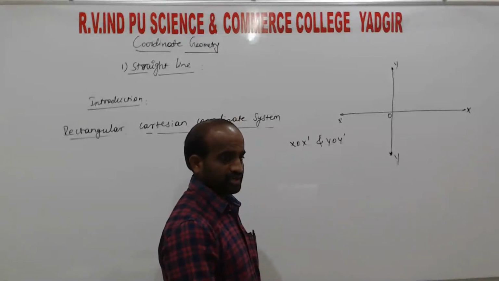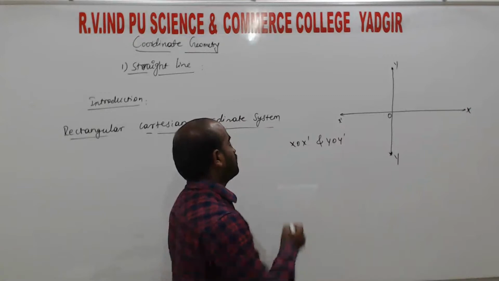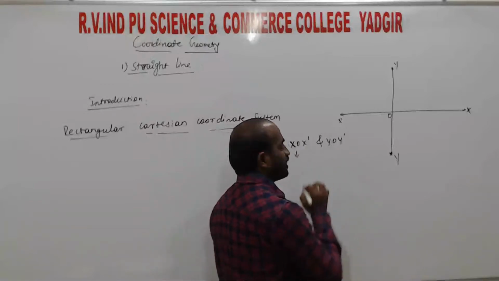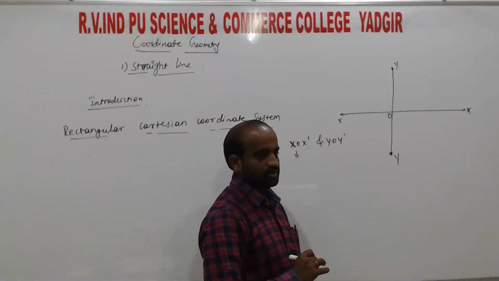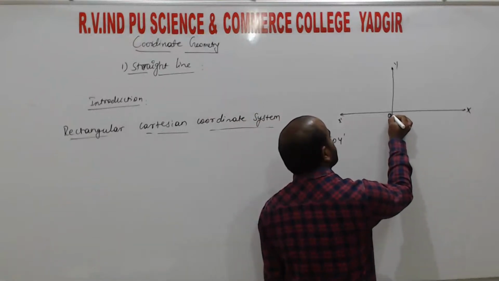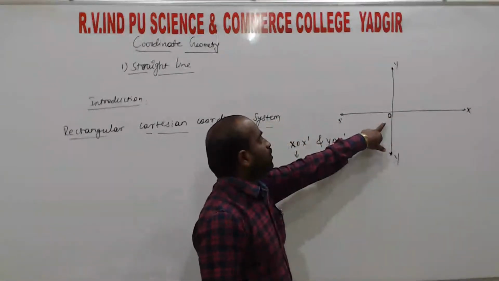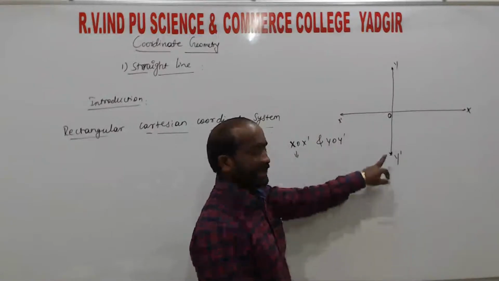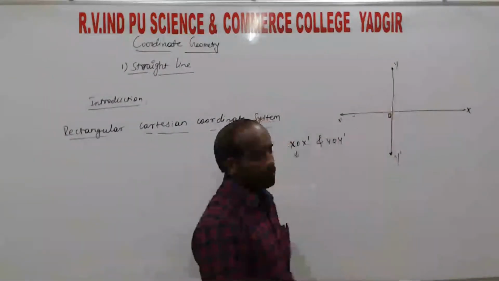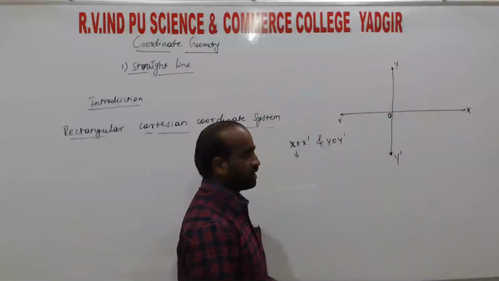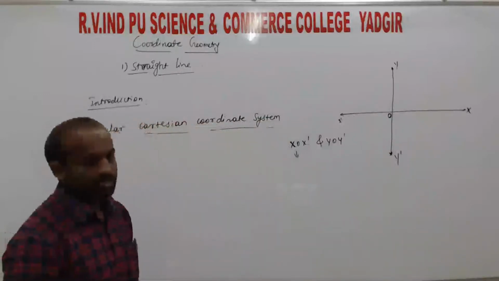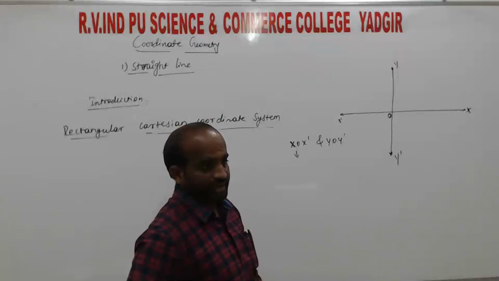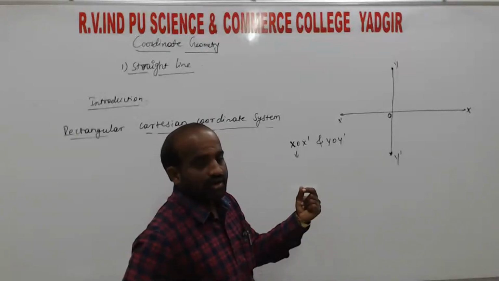O means origin. O is called the origin. The line XOX dash is called the x-axis, and the line YOY dash is the y-axis. OX dash and OY dash are taken as negative, and OX and OY are taken as positive. This is the XY plane, Cartesian plane, or coordinate plane.